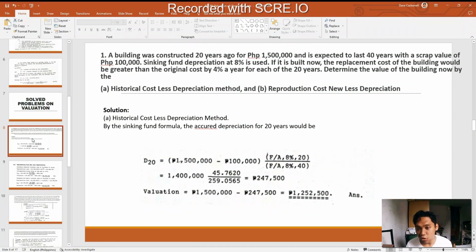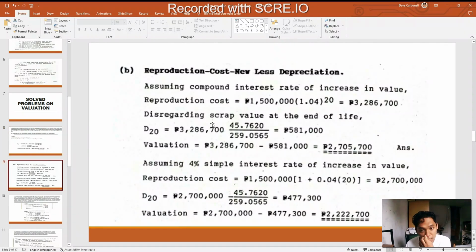So now the valuation amount using the historical cost less depreciation method is equal to 1.5 million pesos minus 247,500 pesos, which is the amount that we calculated using the method, and it equates to 1,252,500 pesos.